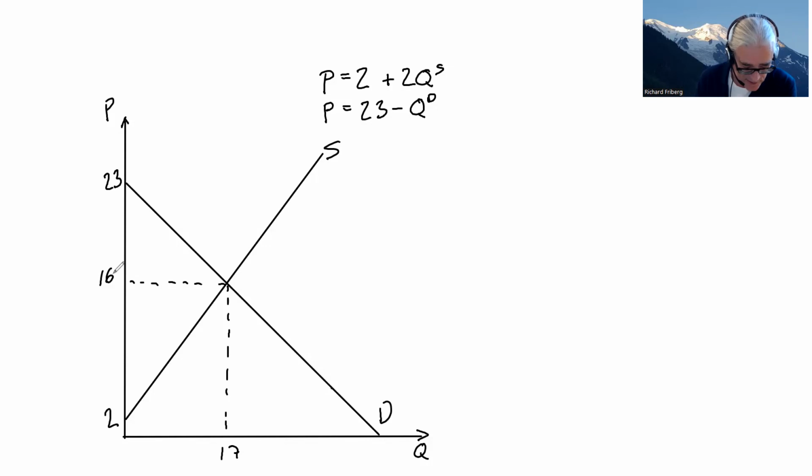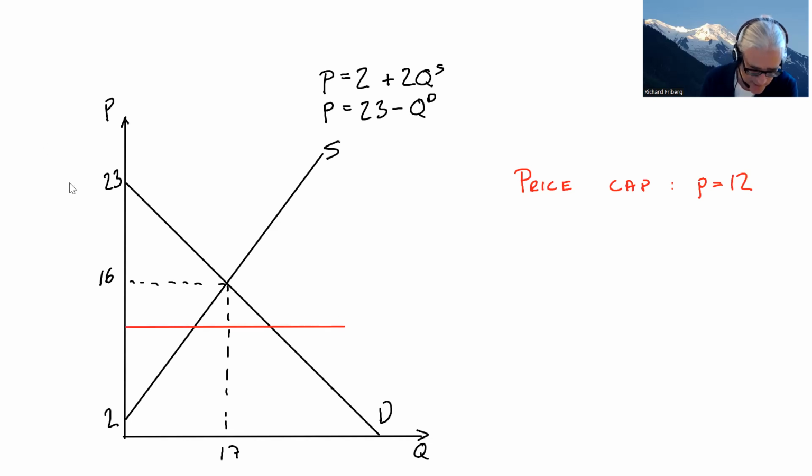Now assume that there's a price cap, a price ceiling, a highest price that firms are able to charge on the market. So there's a price cap of P equals 12. We're going to see how that affects the market. We can think of this as starting from a price of 12, seeing how much is supplied, how much is demanded, and what the welfare effects of that are.